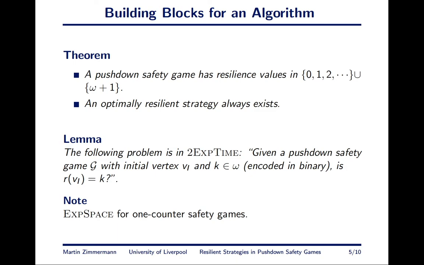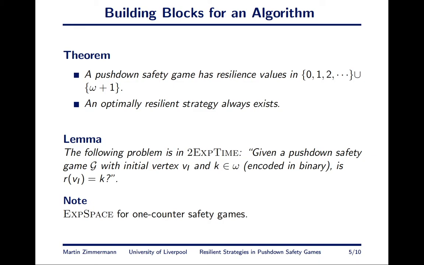The second result shows that we can also check finite values. So we can check for a given pushdown safety game and some natural number k, encoded in binary, whether the resilience value of the initial vertex is equal to k. And this problem is in doubly exponential time and in EXPSPACE for one counter safety games. And the issue here is that we have to hardcode the k essentially, which makes the problem much harder.